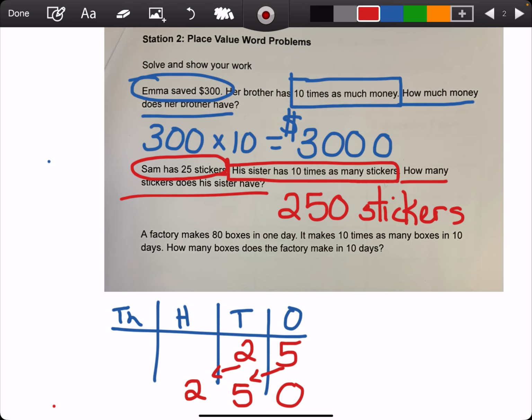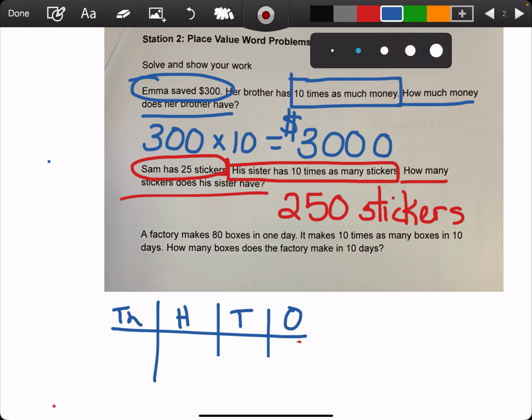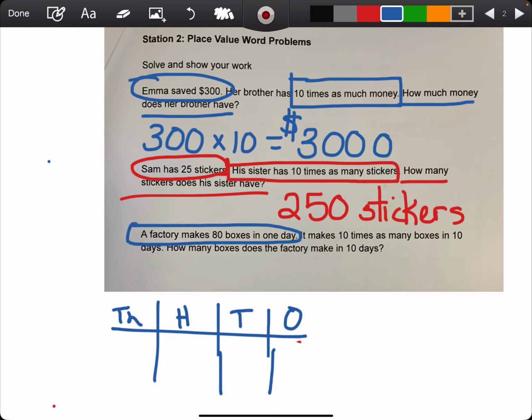A factory made 80 boxes. I'll erase this. A factory made 80 boxes in one day. It makes 10 times as many boxes. So we know we're multiplying 10 times as many, so we know the amount has to increase. How many boxes does the factory make in 10 days?